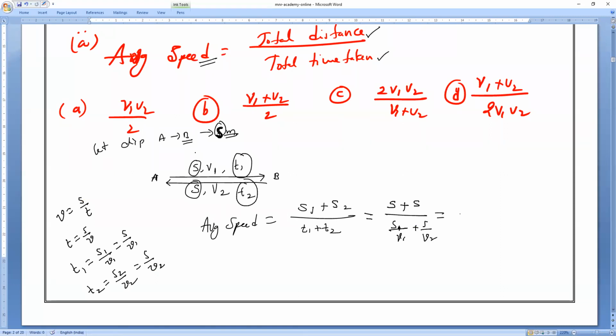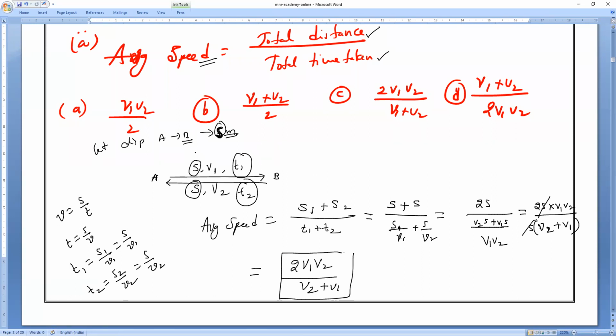Now what is the LCM? Here S plus S will be 2S. For the denominator, V1 V2 I will take as the LCM, so here we get V2S plus V1S. Is it right or wrong? So 2S into V1 into V2 divided by, in this can I take S common? S into (V2 plus V1). Now S and S will get cancelled. So what is the remaining thing? 2V1 V2 divided by (V2 plus V1).